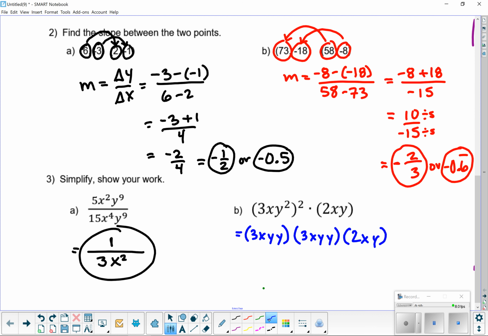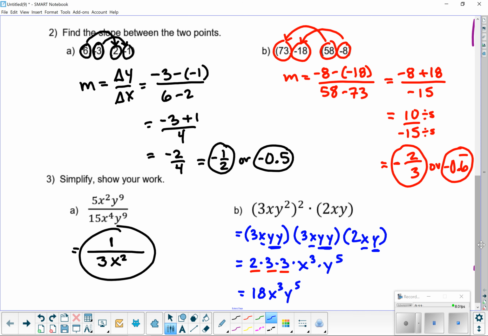Okay, so what do we have? Well, we have 3, 3, and 2, so I'm going to write it as 2 times 3 times 3. If you want to write it all together and multiply it out, you can. Okay, we'll talk about that in a bit. And then let's count how many x's. So we got 1, 2, 3. So that'll be times x to the third. And let's count how many y's. 1, 2, 3, 4, 5. So this will be times y to the fifth power. This is fine, but if you want to multiply the 2 times 3 times 3, which is 6 times 3, you will get the answer of 18 x to the third y to the fifth power.